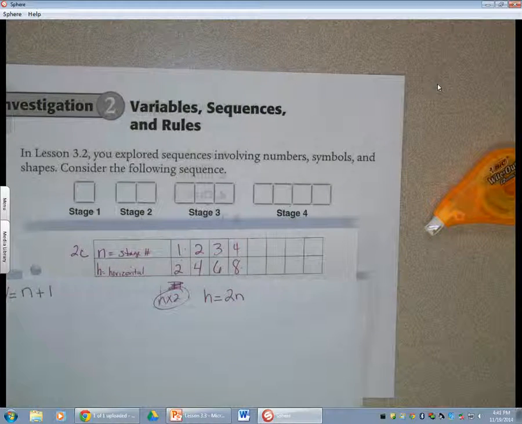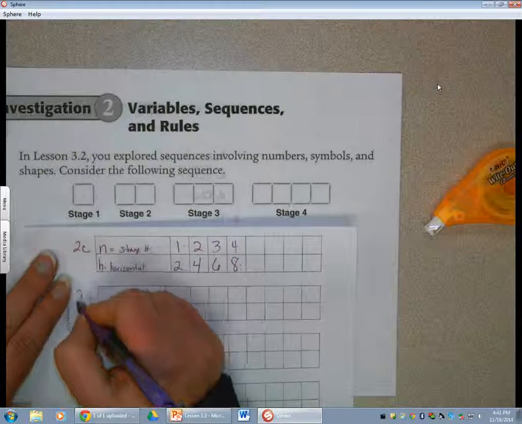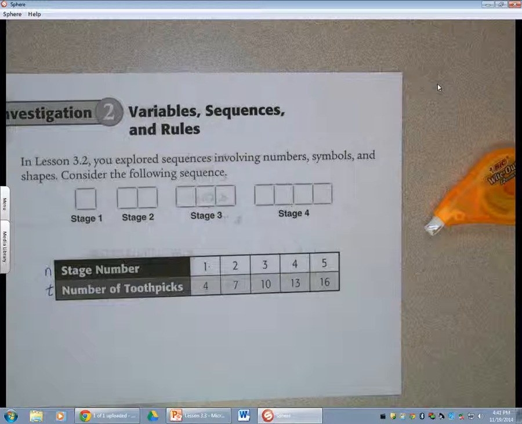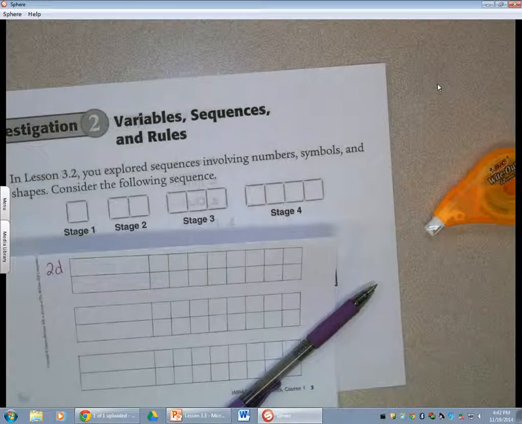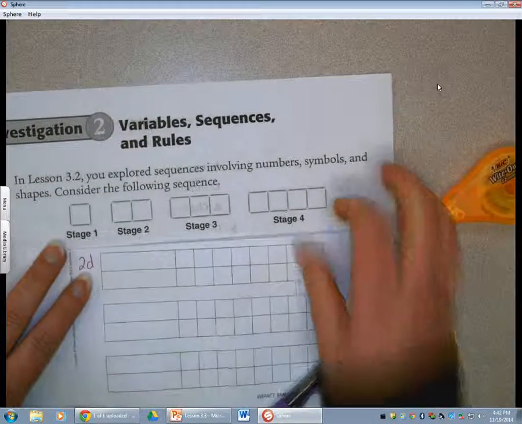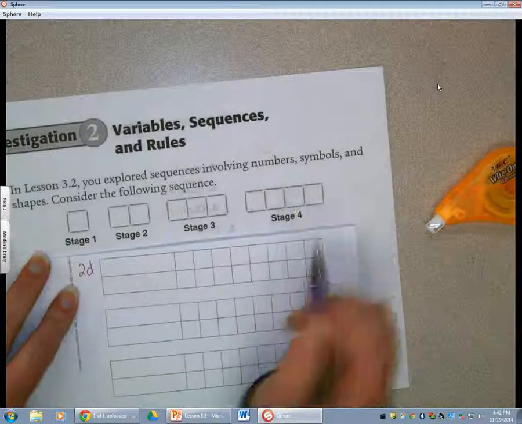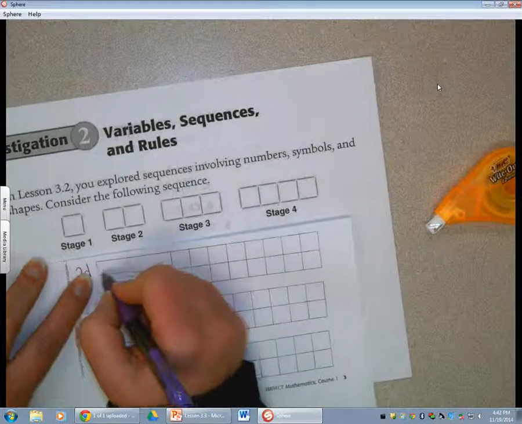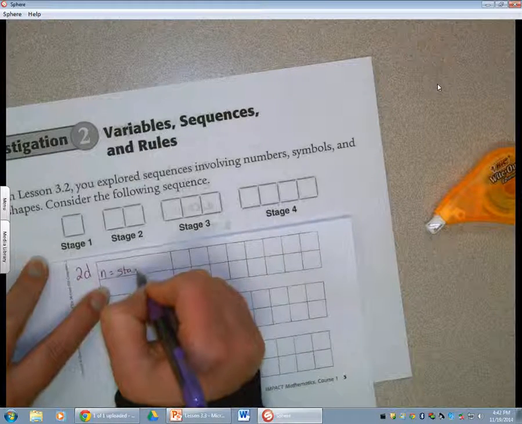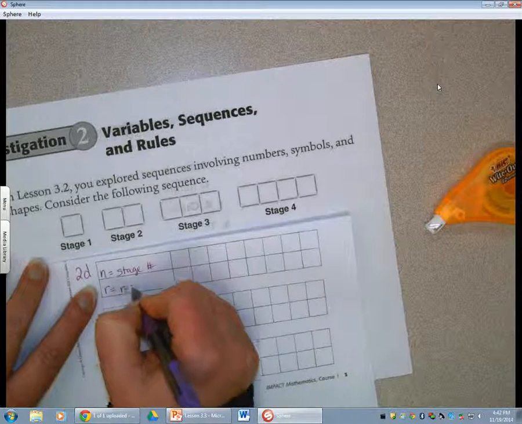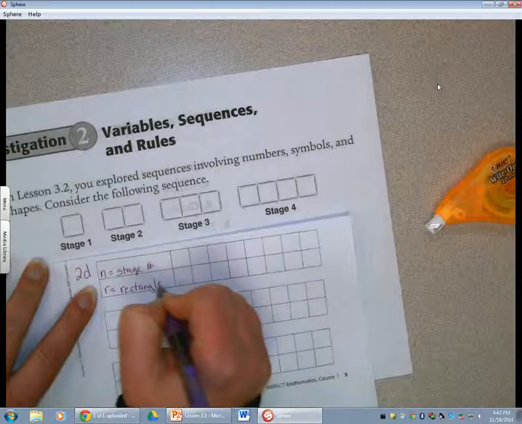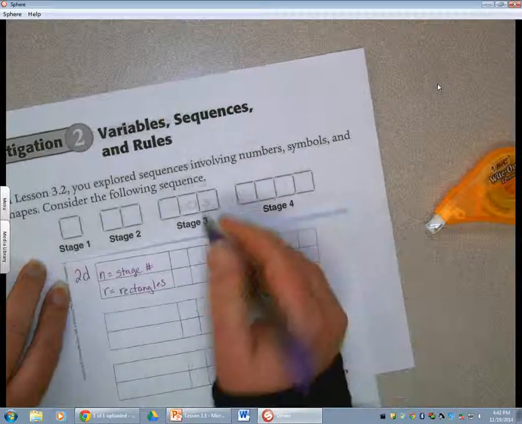The last one we need to look at is 2D. This one's tricky, and you may have had trouble when you were trying to figure this out in your table for step 1. Okay, so in part D, we've been asked to do our stage number and the number of rectangles. Now, we're going to have to do a little bit of thinking about this. Let me fill in my stages.